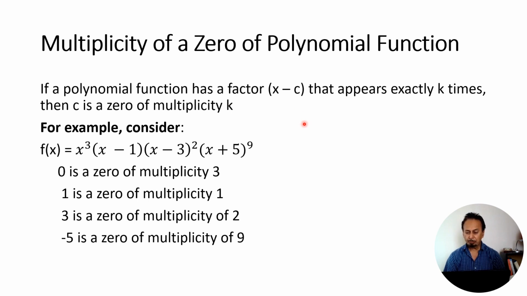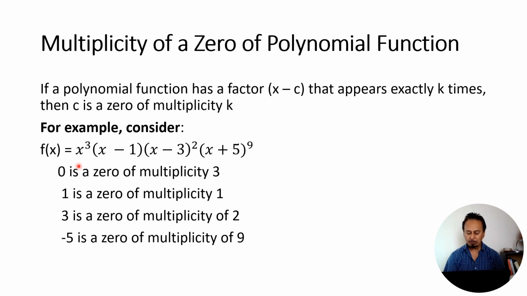Multiplicity of a zero of a polynomial function. If a polynomial function has a factor x minus c that appears exactly k times, then c is a zero of multiplicity k. Basically, if you have a factor like this one, and its power is k, then this c is a zero and its multiplicity will be k. So here's an example.